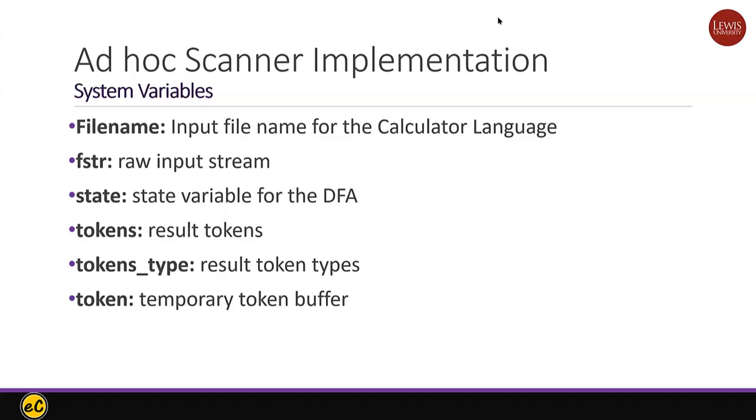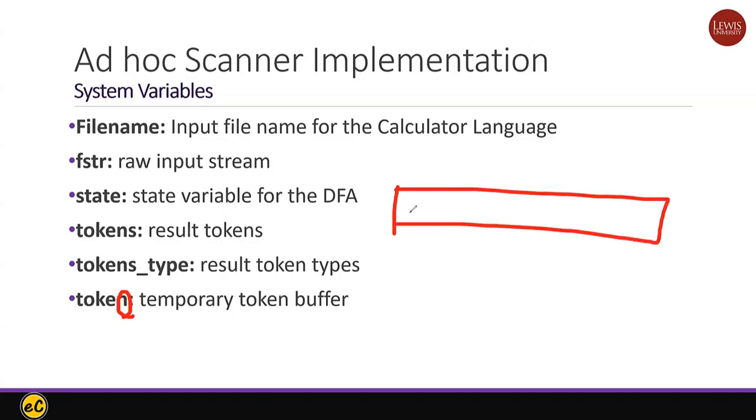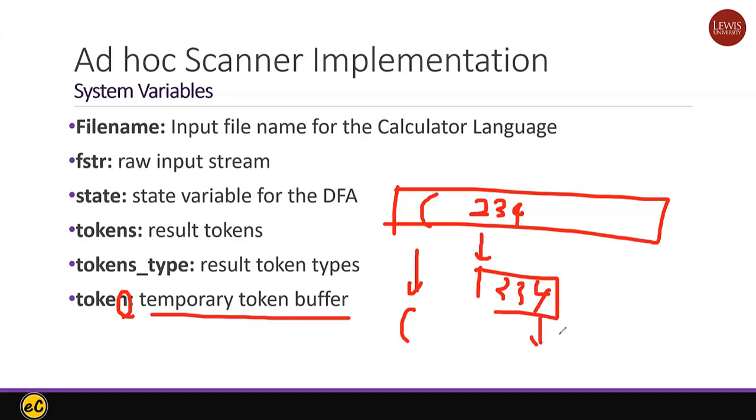And then there's a token that is a temporary buffer. So you look at a parenthesis, and then you tokenize it as a parenthesis. Then you may see 2, 3, 4. Then this 2, 3, 4 is put into the token buffer, and later you create a number token, labeled as a number token.